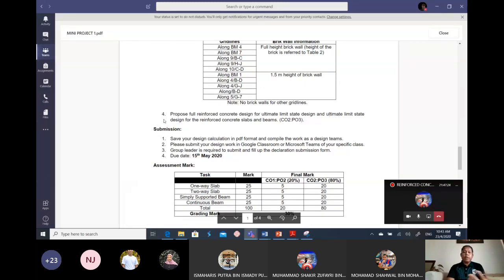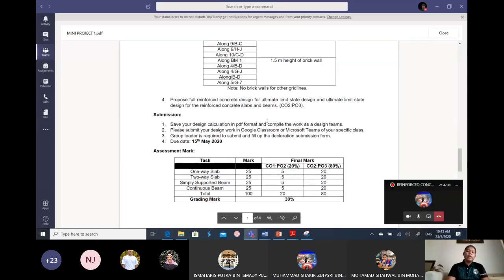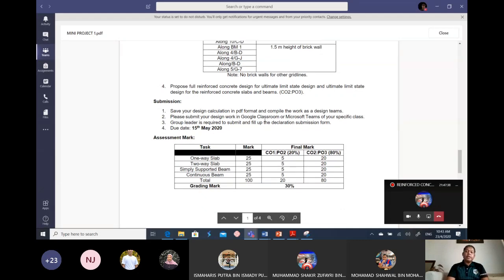Later I will make a correction. Serviceability limit state for the reinforced concrete slab and also beam. So you have to do it until you draw your own detailing. Submission: save your design calculation in PDF format and compile the work as a design team. Only the leader will submit.